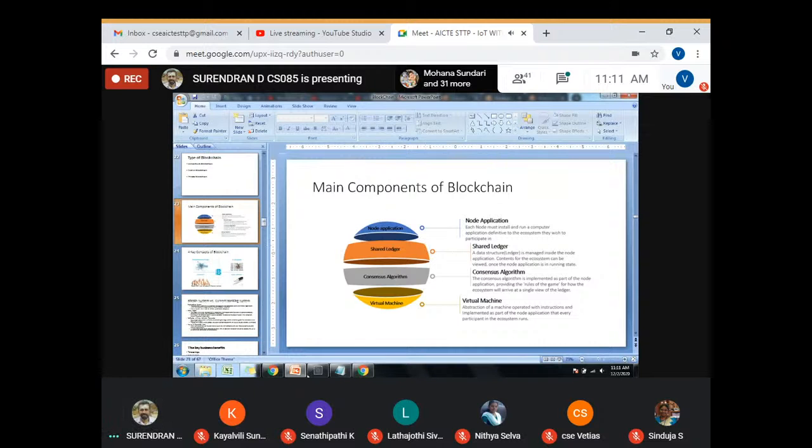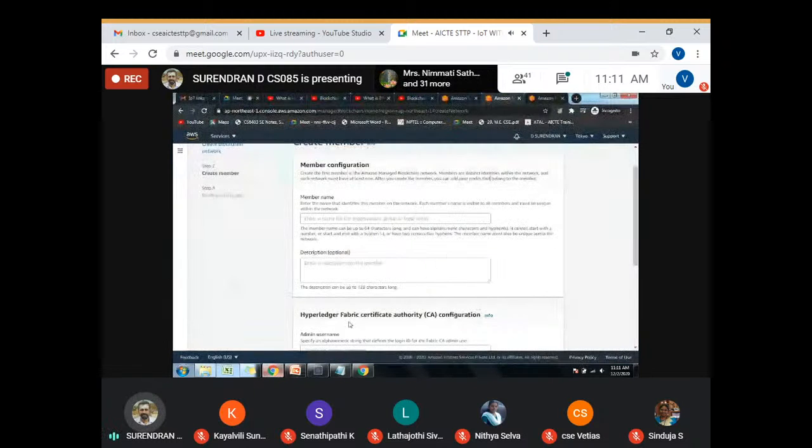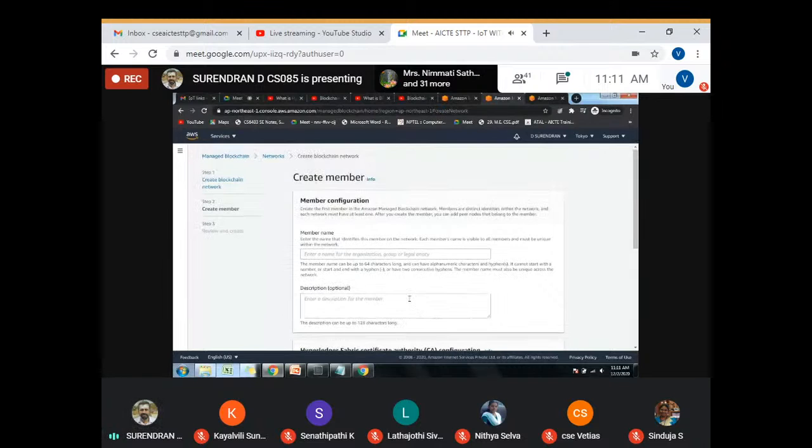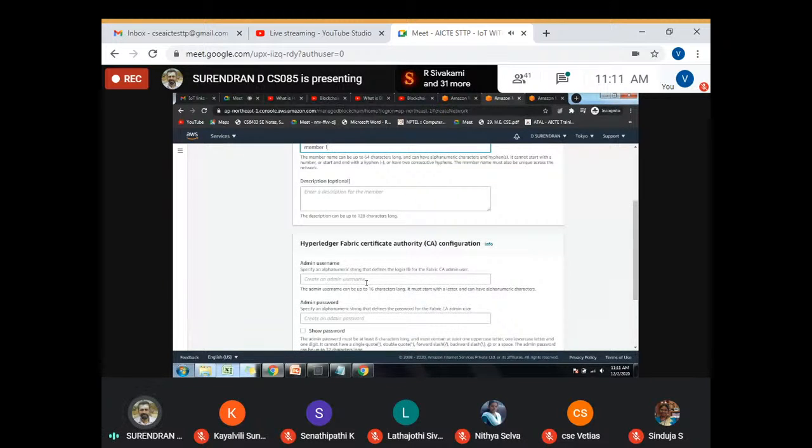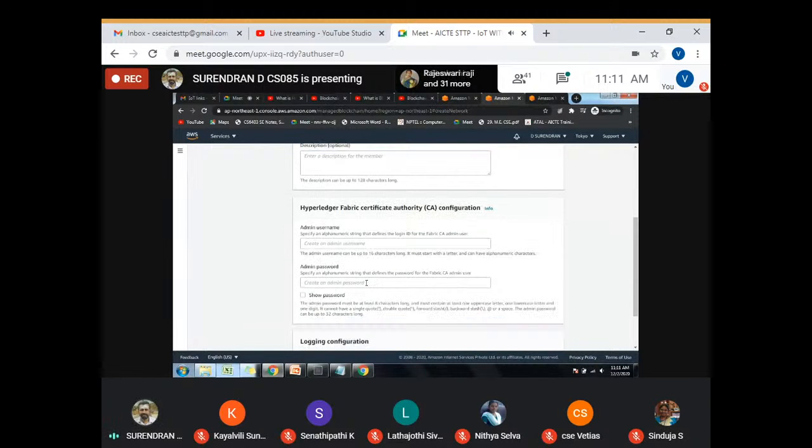So exactly like how it is seen here, then you can create the first member. After that, it identifies the members on the network. Each member name is visible to all the members. I say member. Description is not needed. And then the certification authority. You need to give the certification authority the admin name and the admin password, right?